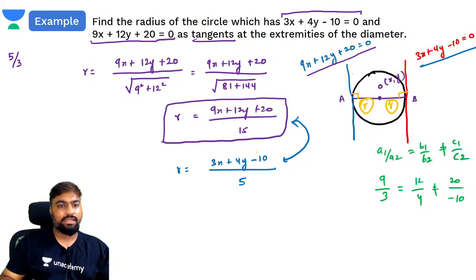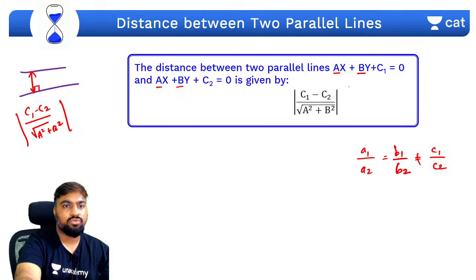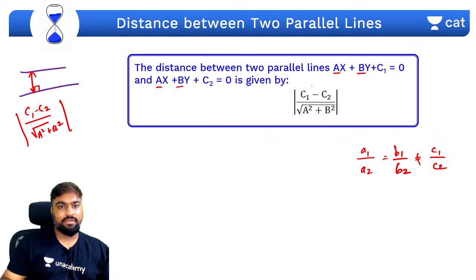So ultimately we are trying to find the distance between two parallel lines. Once you find the distance between two parallel lines, what would you be able to figure out? Anyone? The diameter. Once you have the diameter, halve it and you will get the radius, correct? So what is the distance between two parallel lines? It is |C1 minus C2| divided by the square root of a squared plus b squared.